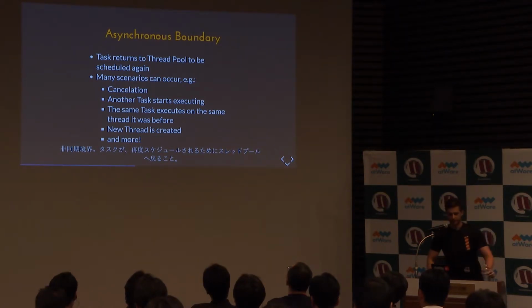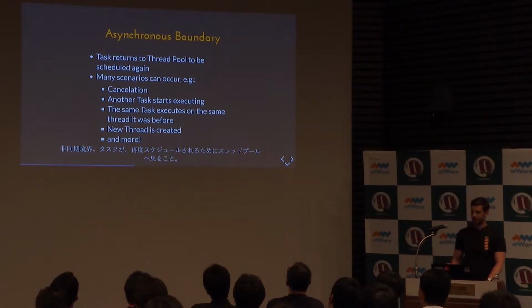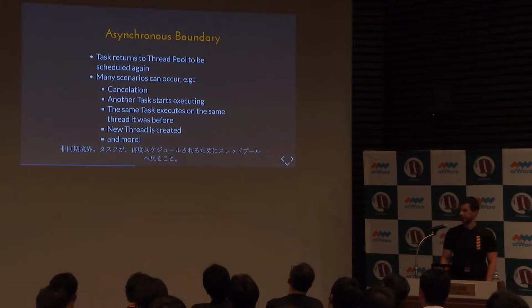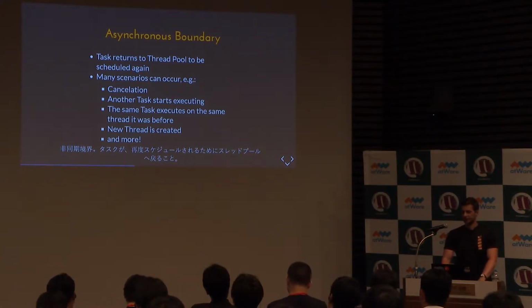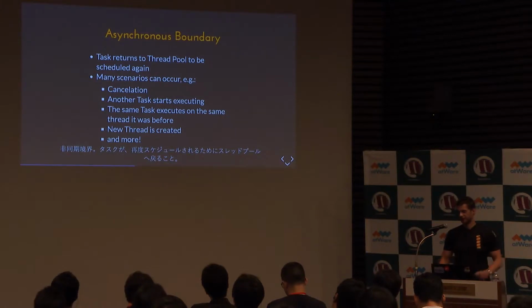So in my talk, I want to focus on the asynchronous boundary because I think it's a fundamental thing: if you understand more or less what's going on, then you can have some idea how your code is going to execute and debug a lot of problems. It's basically about our task returning to the thread pool, so the scheduler, to be scheduled again. So let's say if there are no other tasks, it will just go on the queue, get off the queue and execute again. And many things can happen then.